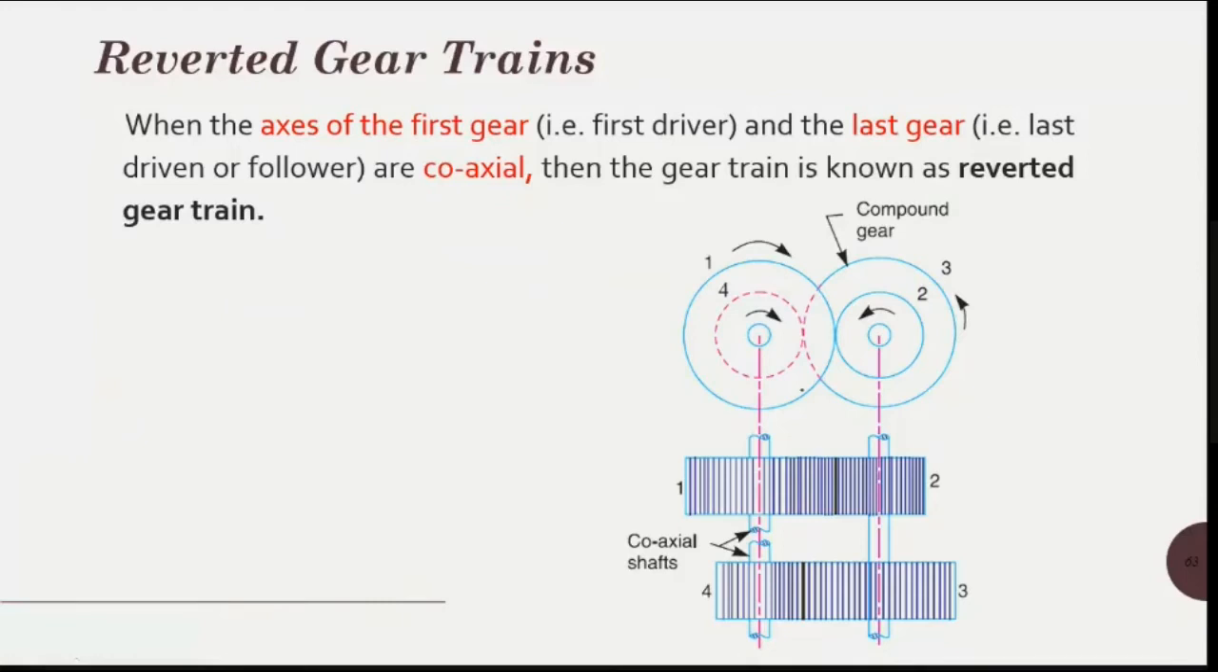Look here, this axis is the same, which means the radius of gear 1 plus the radius of gear 2 is equal to the radius of gear 4 plus the radius of gear 3, because it is on the same axis, right? So that is why I can say that R1 plus R2 is equal to R3 plus R4, right? So this is the additional part.